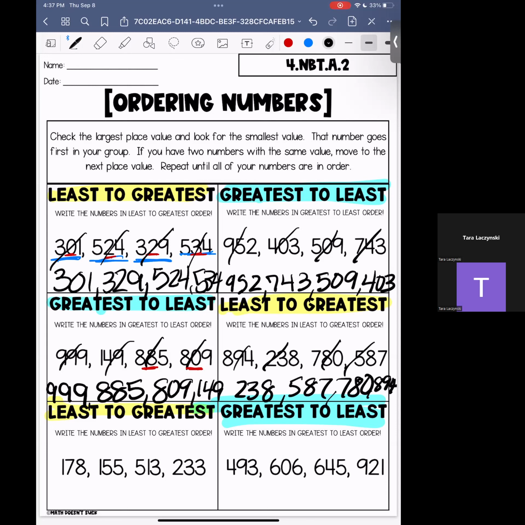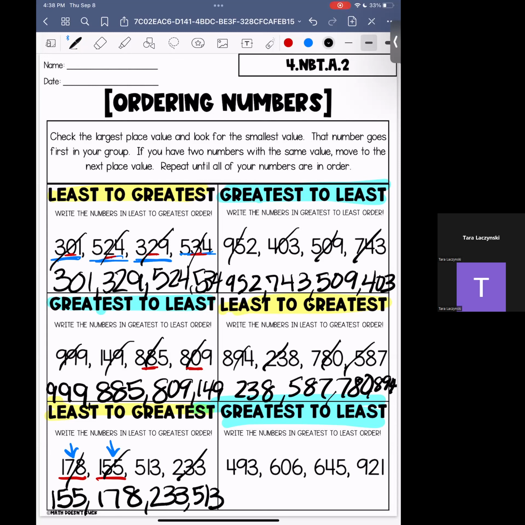Next one, least to greatest. I have a 100, a 100, a 500, and a 200. I have two values that are both in the 100s, so that means that I'm going to need to look at my tens place. I want the smallest first, so I'm going to start with 155, followed by 178, 233, and 513.